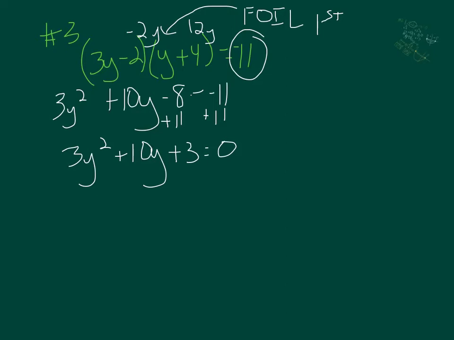In this case, since the leading coefficient's not 1, you break down the first term, 3y and y. You break down the last number, 3 and 1, that's the only option. And you ask yourself, can I make 10y somehow, some way doing reverse FOIL? I call that the magic number. So this is what we do. Get ready for your reverse FOIL, and you start guessing and checking combinations of these numbers.